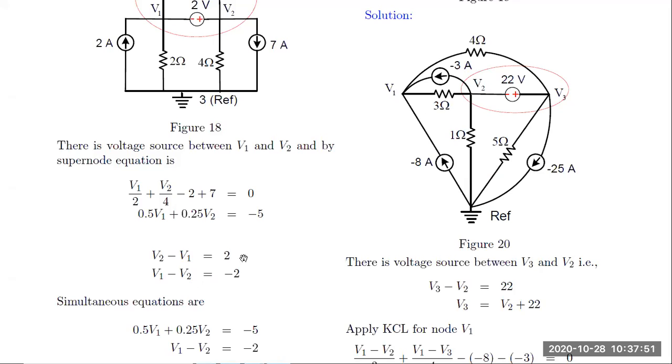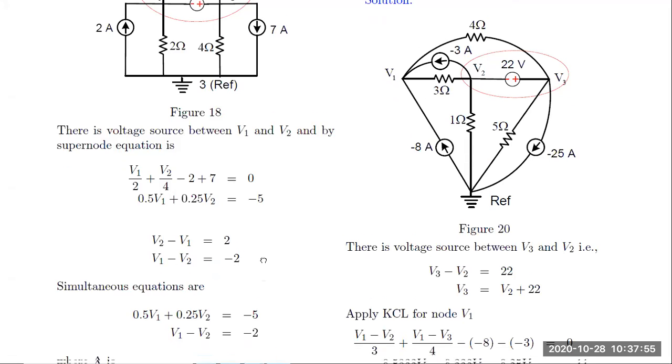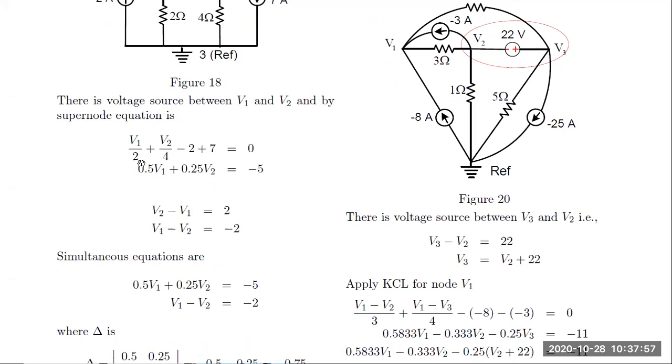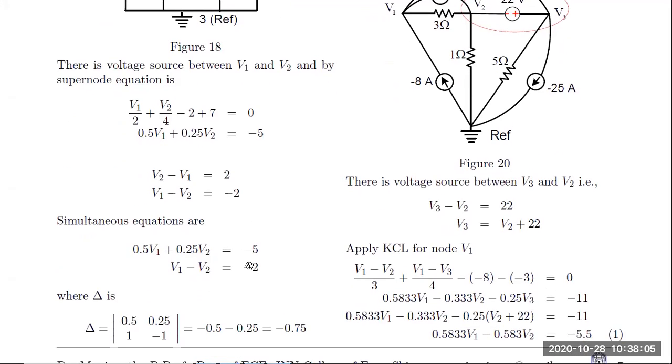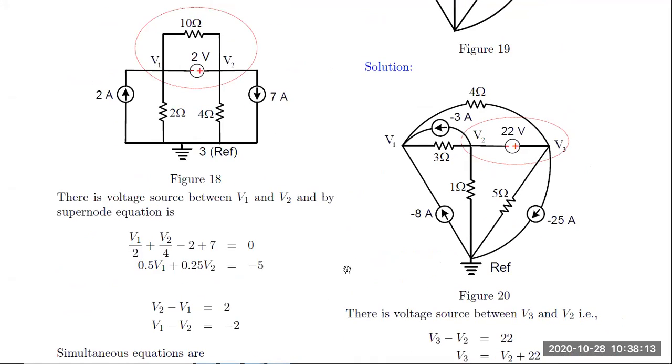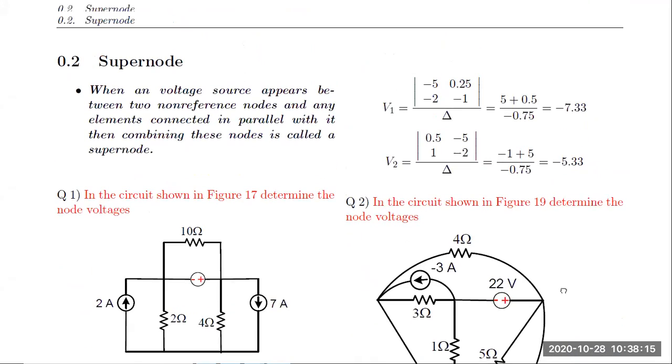V1 minus R multiply by a minus, V1 minus V2 minus 2. The first one is 1 by 2, 0.5 V1, 0.25 V2, 7 minus 2, 5 minus 5. These are the two simultaneous equations. Solve these two simultaneous equations. After solving, we are getting V1 and V2.